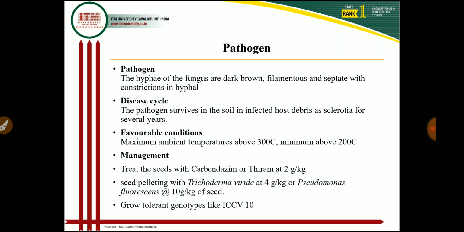In management, if we give seed treatment with carbendazim or thiram at the rate of 2 gram per kg, or seed pelleting with Trichoderma viride at the rate of 4 gram per kg, or Pseudomonas fluorescens at the rate of 10 gram per kg, we can control the disease. We also control the disease by growing tolerant genotypes such as ICCV 10, which are tolerant of gram against dry root rot disease. If we apply FYM, that is farmyard manure, at 10 ton per hectare, then we also control the disease.